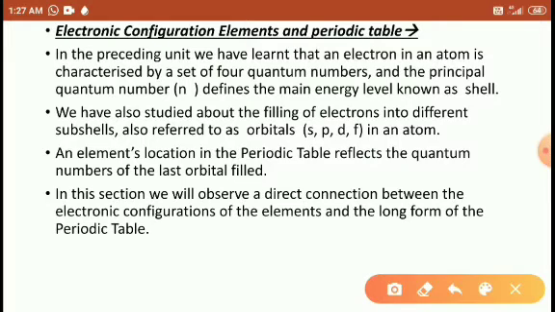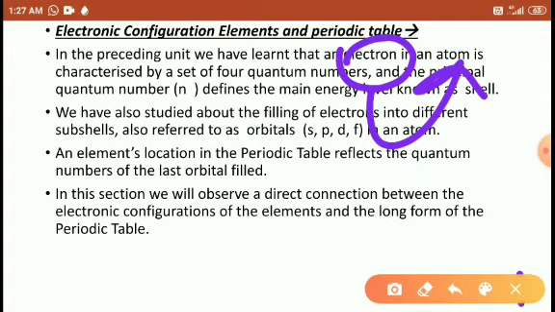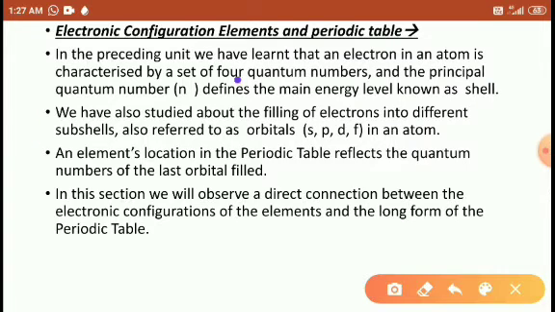In this unit we discuss all the electrons, which are characterized by the four set of quantum numbers: the principal quantum number, azimuthal quantum number, magnetic quantum number and spin quantum number, right? The electrons are arranged in the atom based on the four quantum numbers. Here we have also studied the filling of electrons into the subshells, also called orbitals.